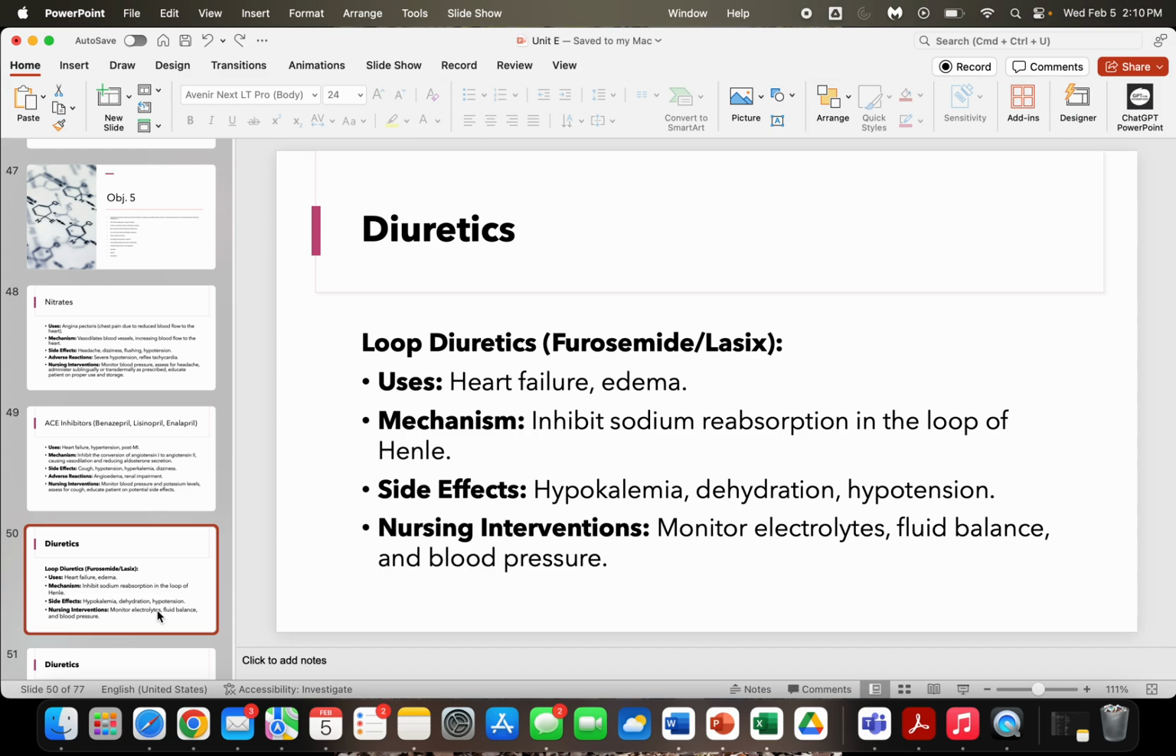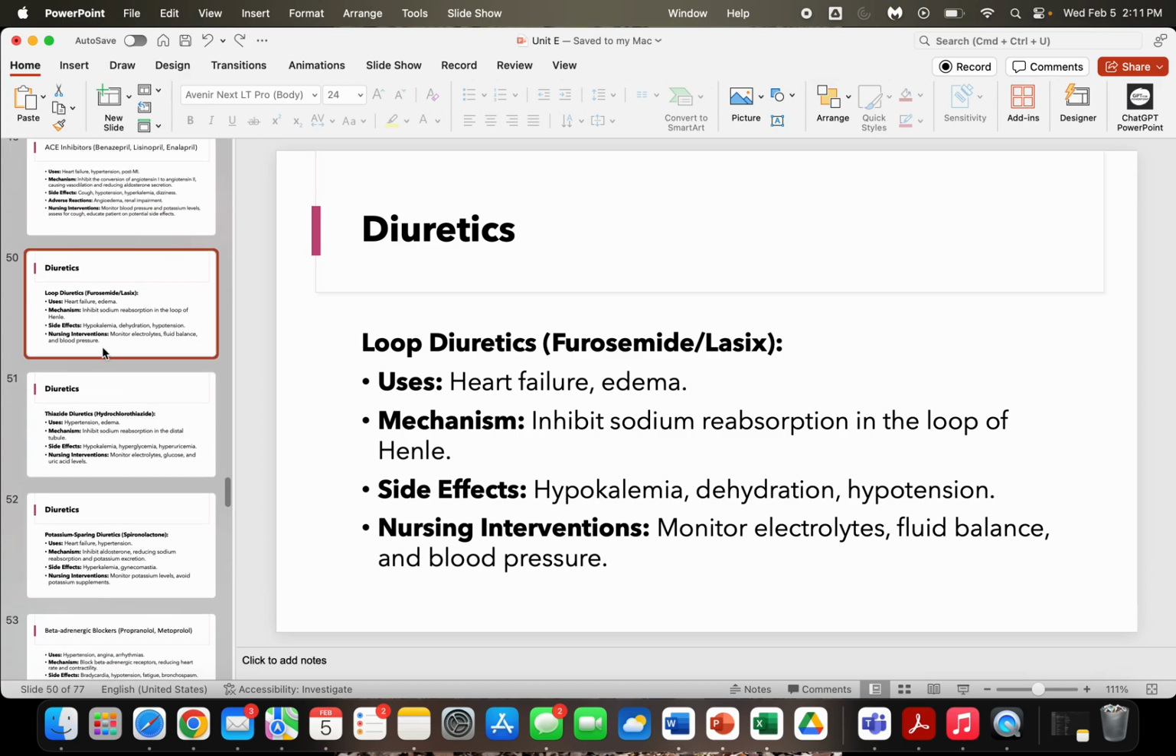Furosemide, Lasix. I did break diuretics down into several different parts. So we're going to give loop diuretics. So your loop diuretics or your furosemide, Lasix. We're trying to reduce edema. We're trying to reduce the fluid on the lungs in those heart failure patients, okay?